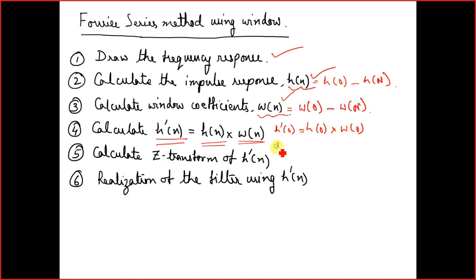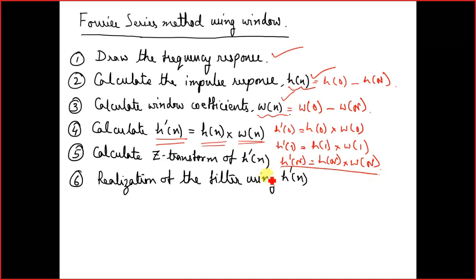If I have to calculate H dash 1, it would be H of 1 multiplied by W of 1, and H dash capital N would be Hn multiplied by Wn. Okay. Now once you have got the number, the rest of the method, steps 5 and 6, are the same. Calculate the Z transform of H dash n.